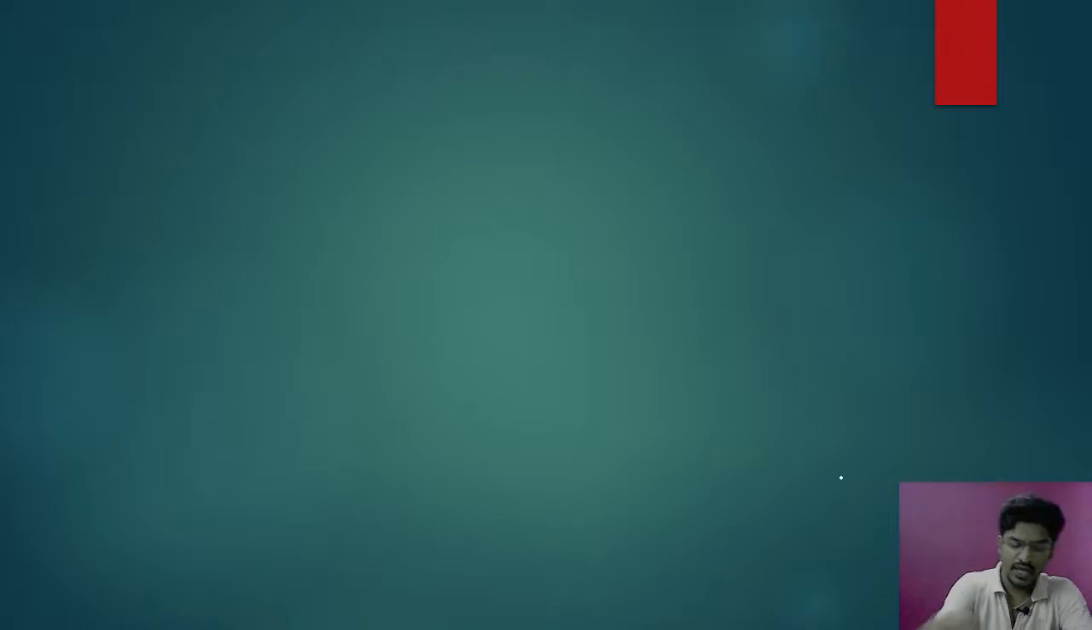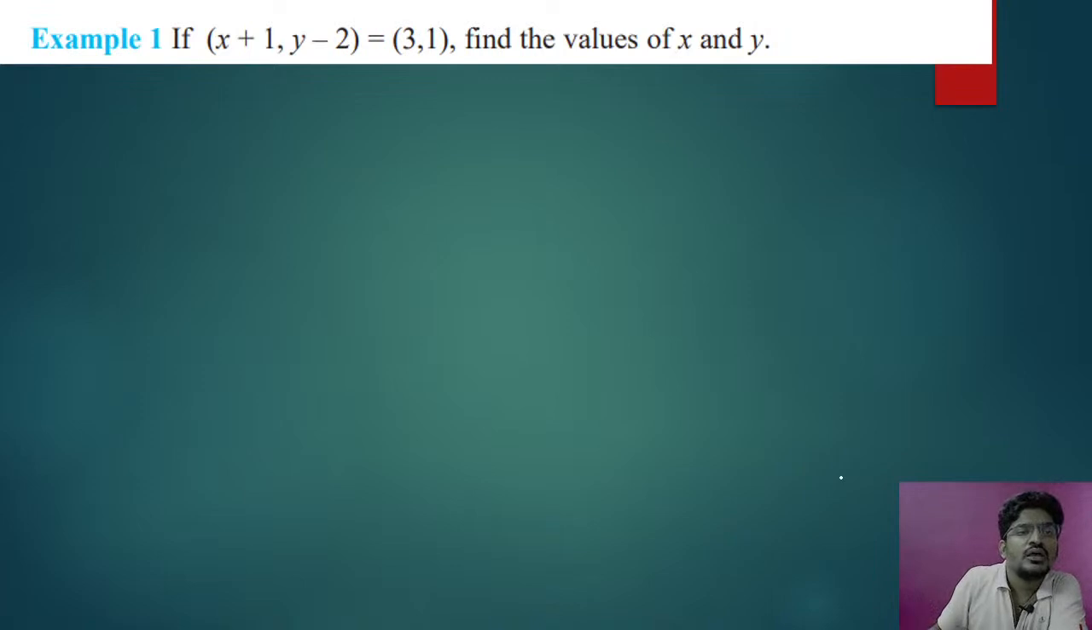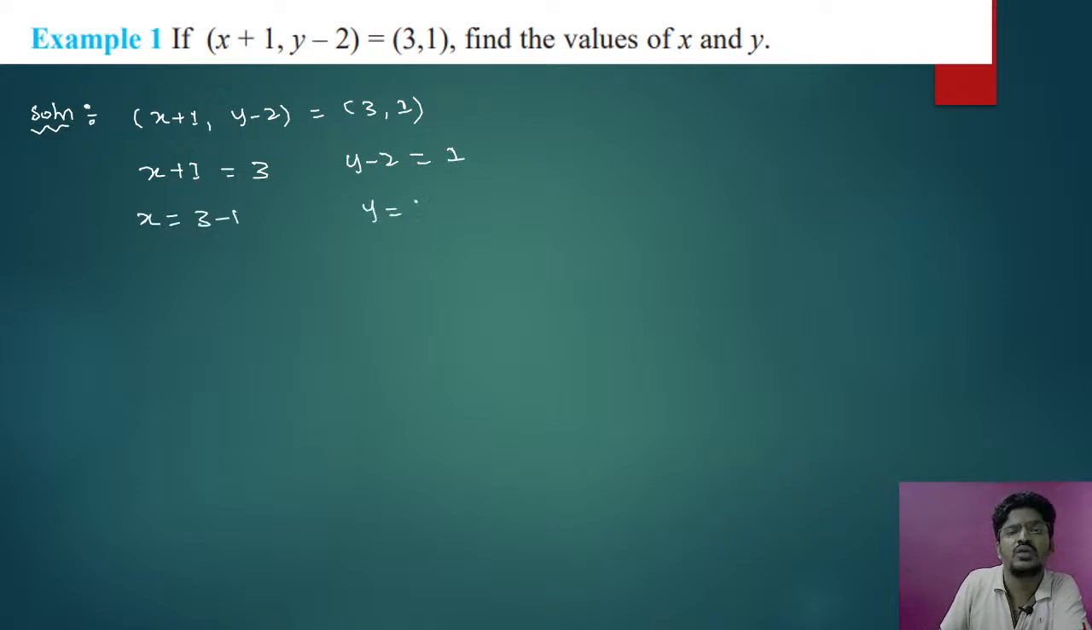Okay. Now you can see here, I will go for the example. Two ordered pairs are equal. Already I have said that 2 ordered pairs are equal if and only if the corresponding elements are equal. They have said that these 2 ordered pairs are equal. Find the values of x and y. So x plus 1 equals 3 and y minus 2 equals 1. So x equals 3 minus 1, y equals 1 plus 2. So x equals 2, y equals 3.